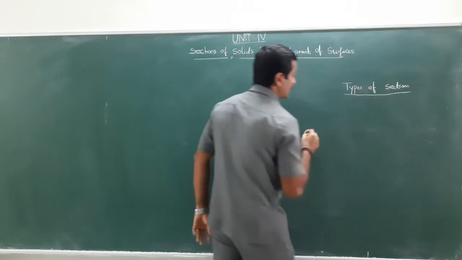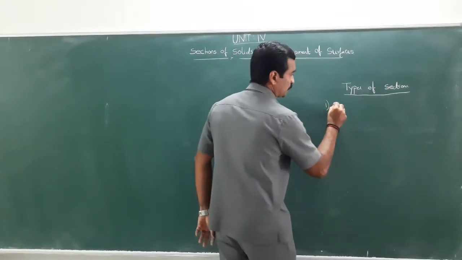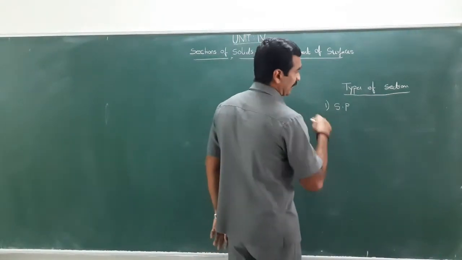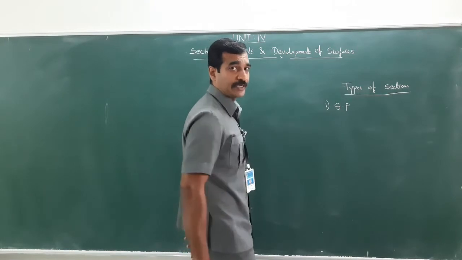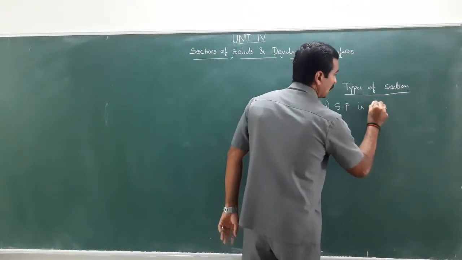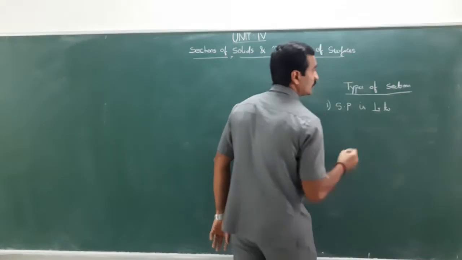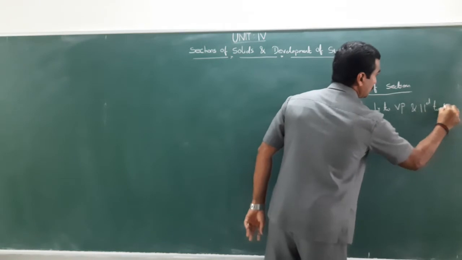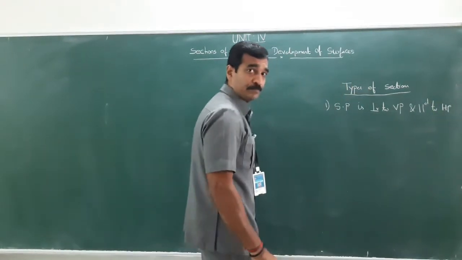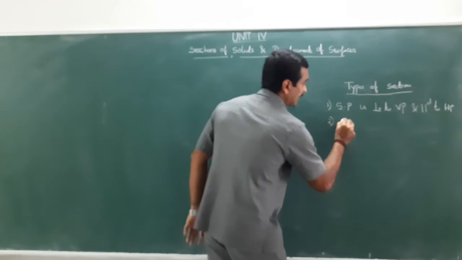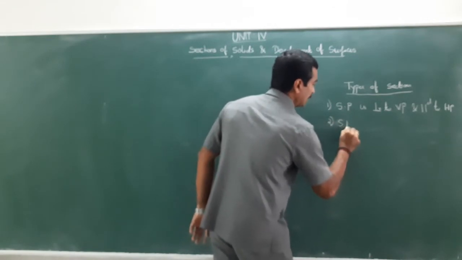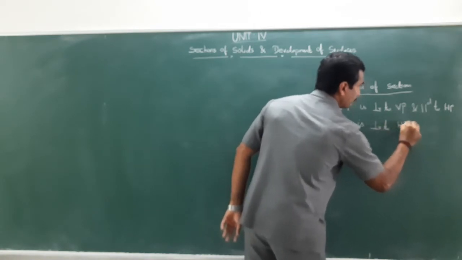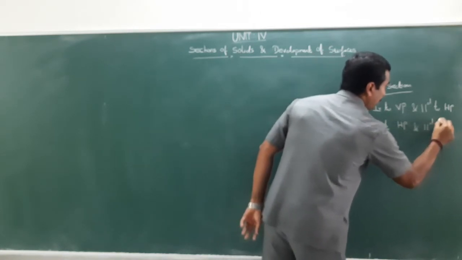The types of sections, the first one is SP. SP is nothing but section plane or cutting plane. CP is cutting plane, SP is section plane. The first type is perpendicular to VP and parallel to HP. This is the first condition, right? And second, the section plane or cutting plane is perpendicular to HP and parallel to VP.